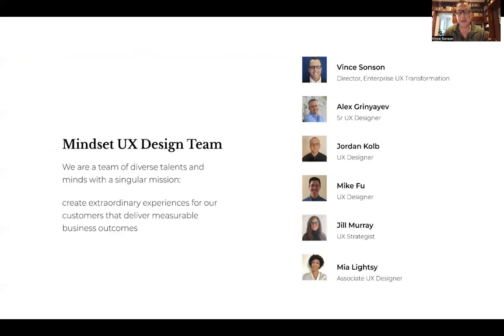Lastly, I'll just share with you that this is our Mindset UX design team. It's growing. It's full of talented people. And our mission is to create extraordinary experiences for our customers that deliver measurable business outcomes. So again, we come back to delivering business value as our primary driver.